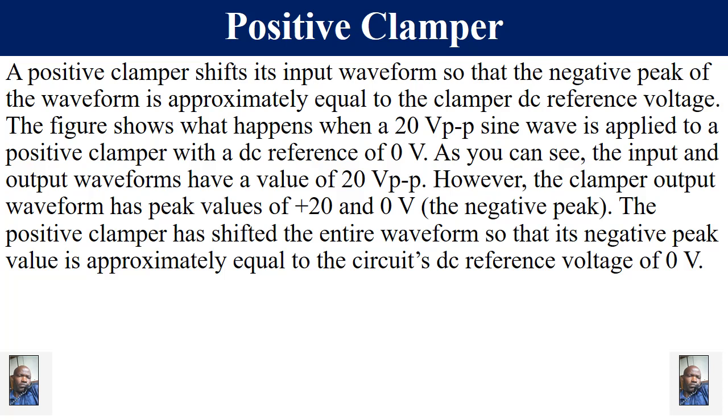Our input has 20 volts peak-to-peak, but our output has a peak value of plus 20 volts. Its other peak value is 0 volts, and it becomes our negative peak, since the negative peak of the input will sit on the 0 reference voltage. So what has the clamper done to our 20 volts peak to peak AC input? It shifted the entire waveform so that its minus V peak is approximately equal to 0 volts.